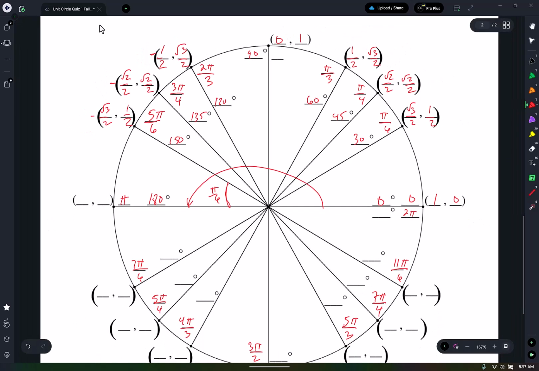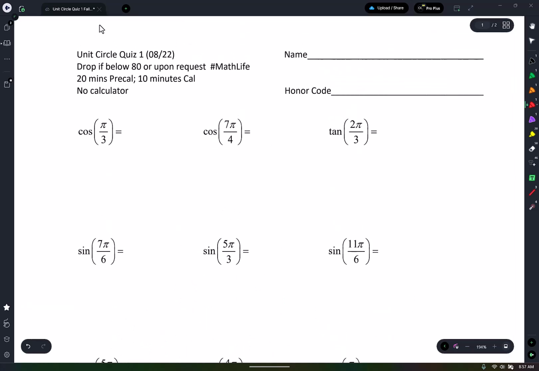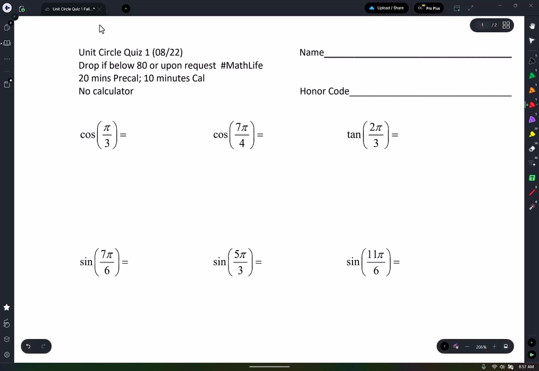Is it okay if I go now to the front page of this? Okay. I'll make another video. I'll make 2 videos. I'll make this one, how to tackle it, and then I'll make another one where I'm going slow. Okay. So you see cosine pi over 3.